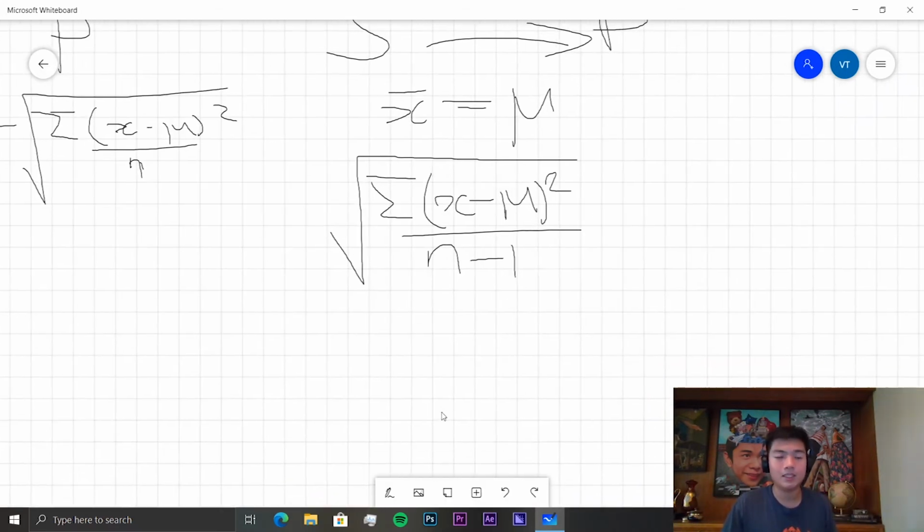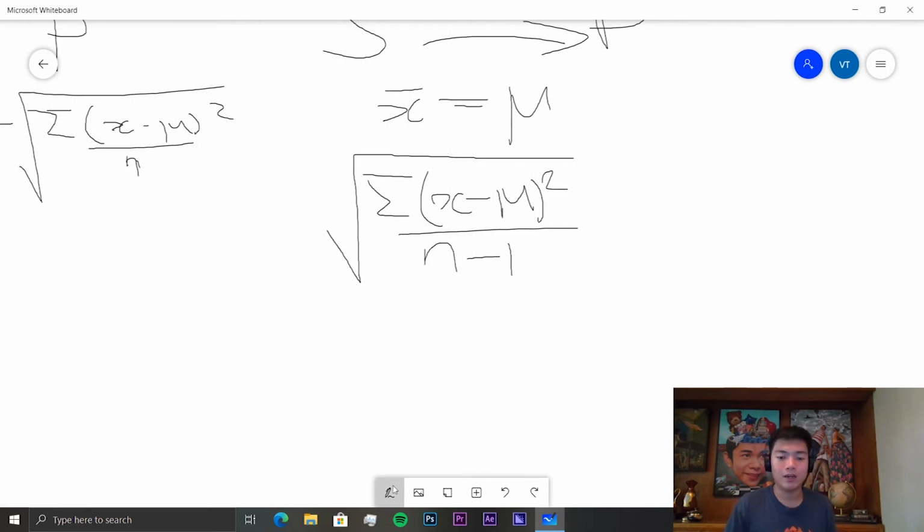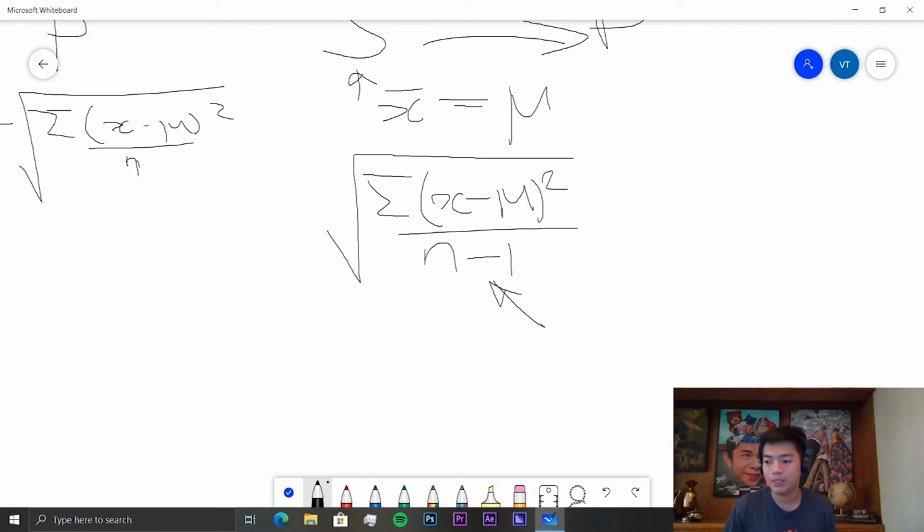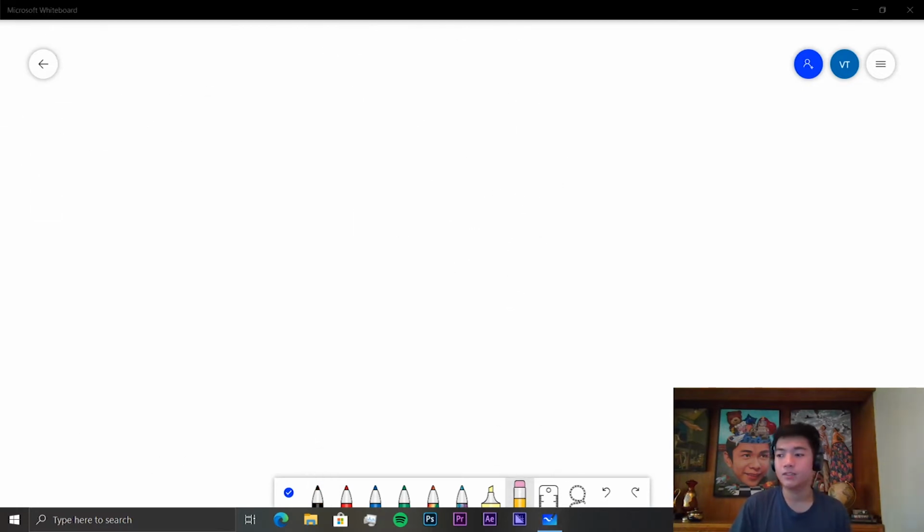If you don't get what that means, it's okay. It's quite important, but you need to know mostly that you replace n with n minus 1 when we're looking at a sample and trying to apply it to a population. This is known as Bessel's correction. With that being said, let's jump into some questions.